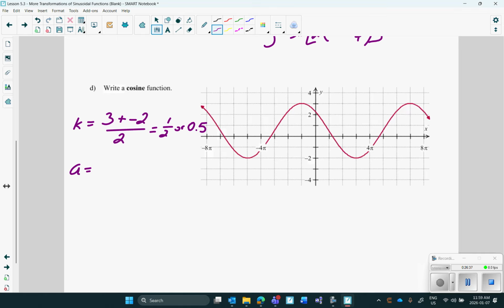What's the amplitude? Well, how far is it from 0.5? So here's the midline. How far is it from 0.5 to 3? 2.5, I thought I heard.